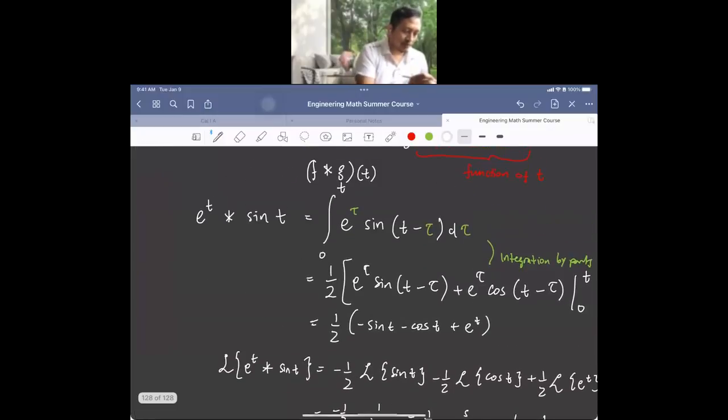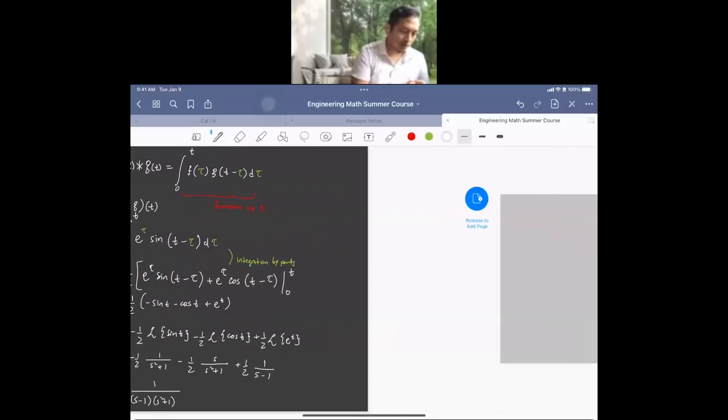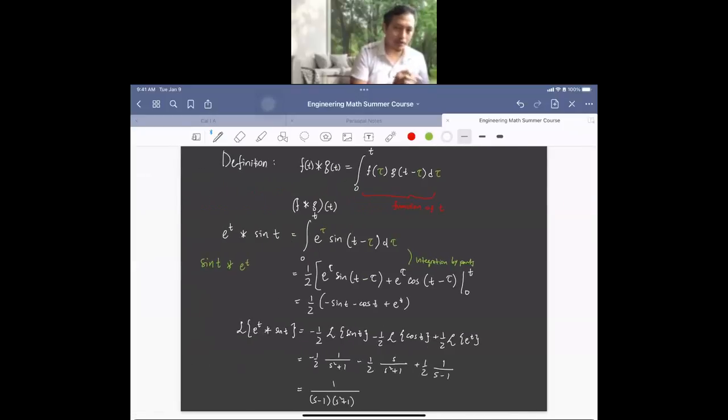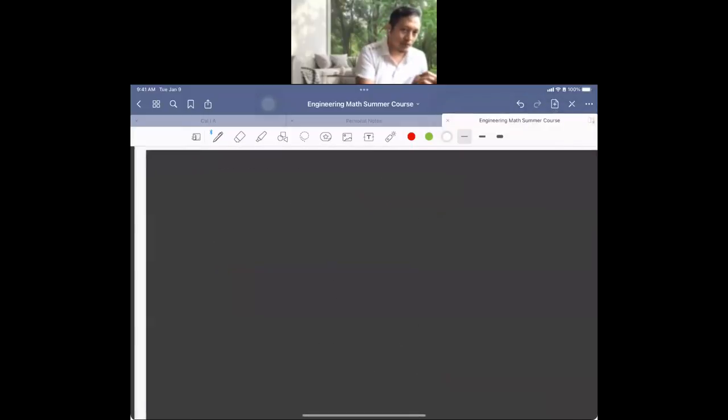We can try, if we would like to go from sine t convoluted with e to the power of t, we will have the same results as sine t convoluted with e to the power of t. So one property that will be important in convolution is if we convolve f with g, it's equal to g convolved with f. I'll write some properties for you so you can just stick to this summary.